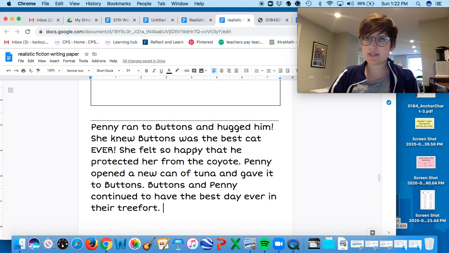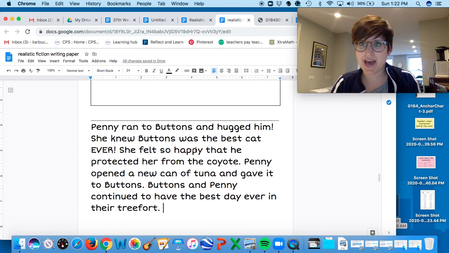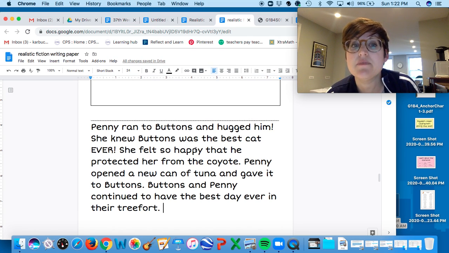Penny ran to Buttons and hugged him. She knew Buttons was the best cat ever. She felt so happy that he protected her from the coyote. Penny opened a new can of tuna and gave it to Buttons. Buttons and Penny continued to have the best day ever in their tree fort.